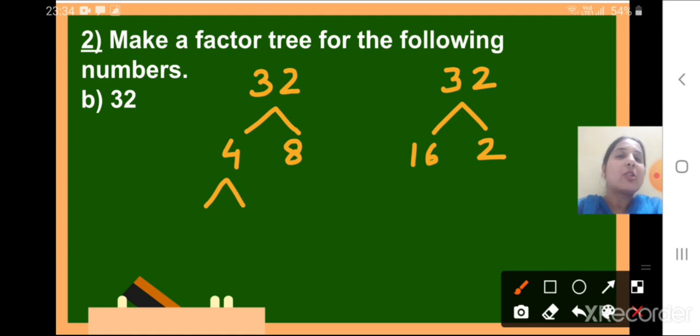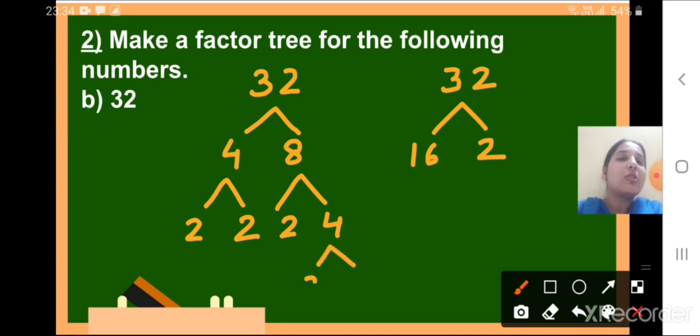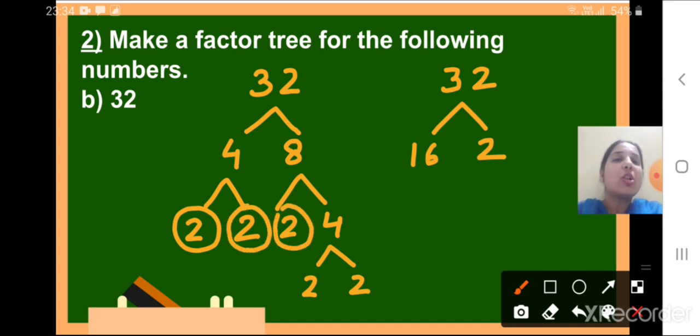Now we'll factorize them further. 4 is a composite number and we have to keep on factorizing unless we get prime numbers at the end. So 4 will be factorized as 2 2s are 4, and 8 will be factorized as 2 4s are 8. Now 4 will be further factorized as 2 2s are 4. Now you can see we have 2, a prime number at the end, so we will circle them. What does it show? That it cannot be factorized further.